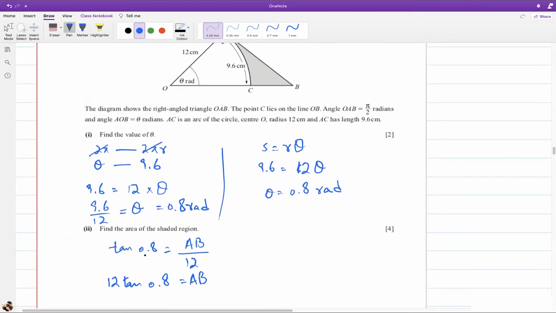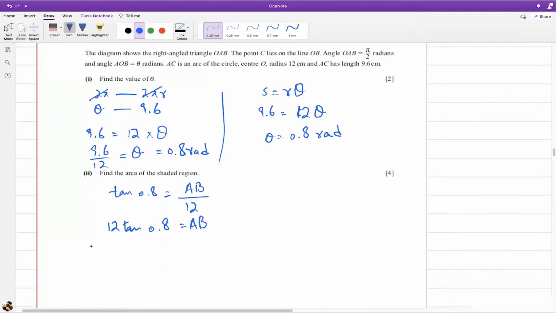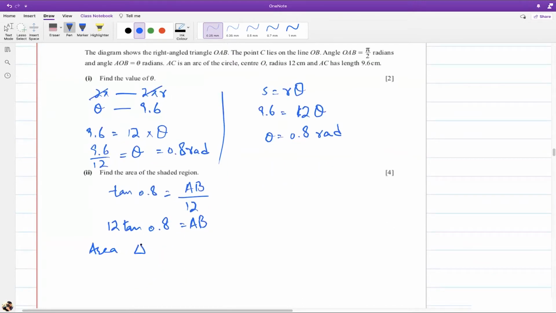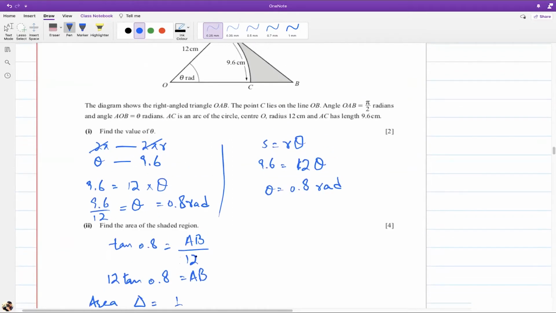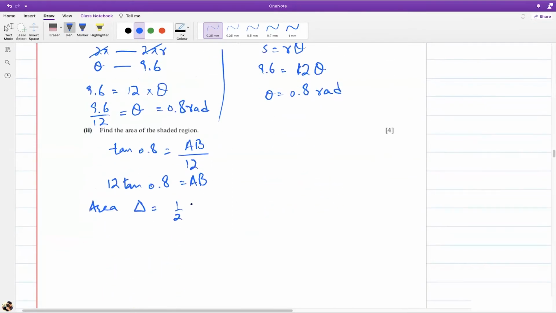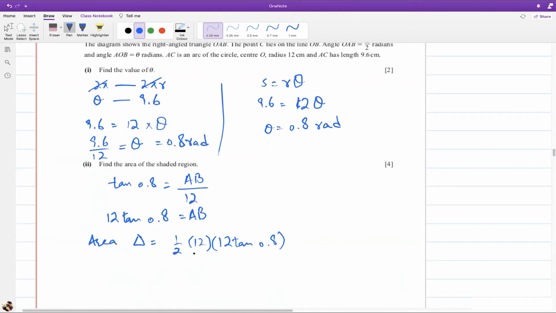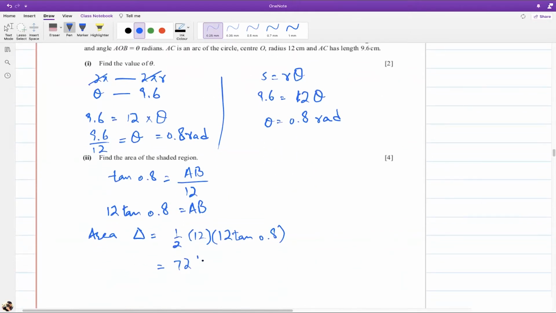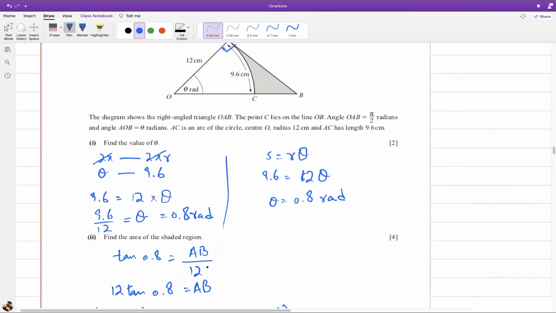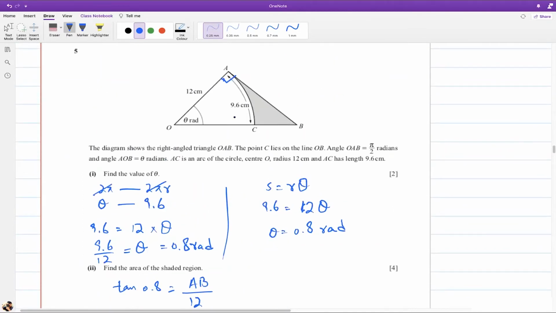And then I have to find the area of the triangle. So the area of the triangle is going to be half times 12 times 12 tan 0.8. So two sides here, one is OA and one is AB. I've used them both. So that will give me 72 tan 0.8. So if you can find that, that will be good. Then we have this sector. I just have to subtract the area of the triangle and the sector, just find the difference in them.